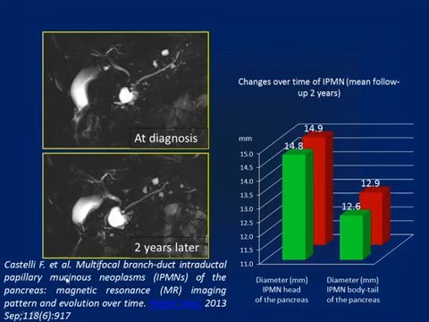In our experience on a series of more than 150 patients, we see very mild changes over time in the mean follow-up of these lesions. In the head, there was a very mild increase in the size of the cyst. There was a greater increase in the size of the cyst in the body tail of the pancreas. But in the mean of 2 years, and we have patients with a longer follow-up of 5 years and more, these changes in size were minimal.